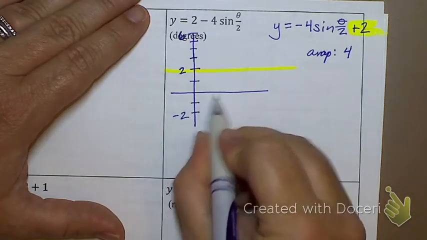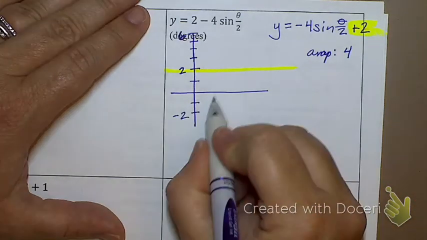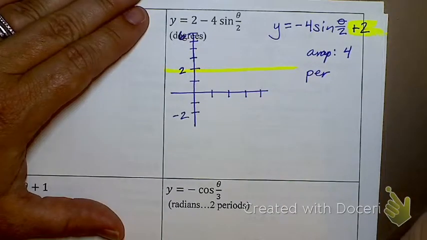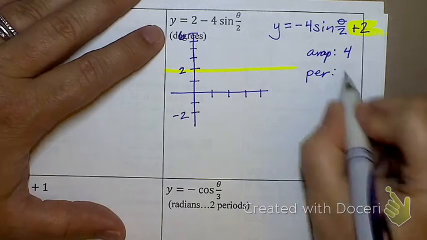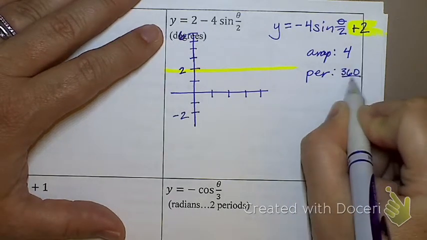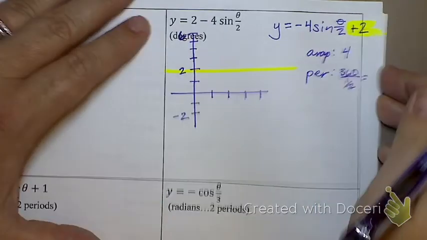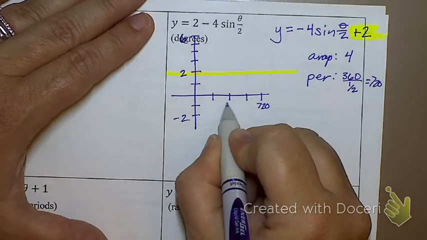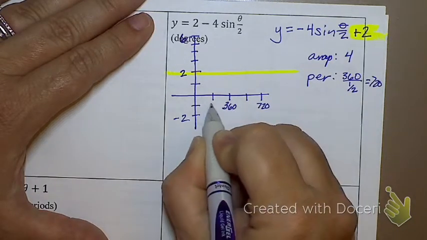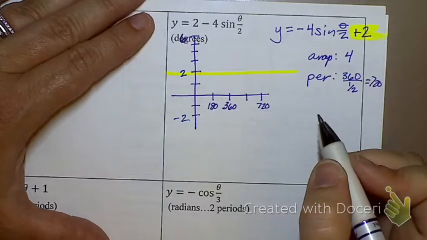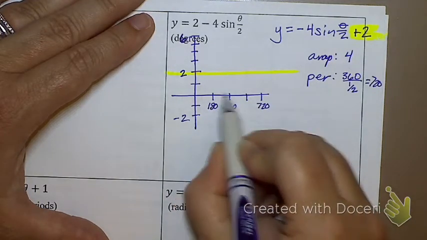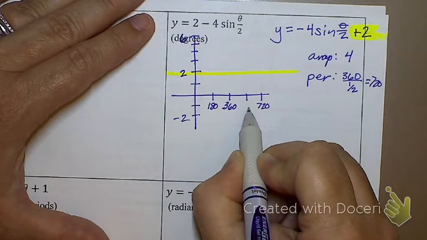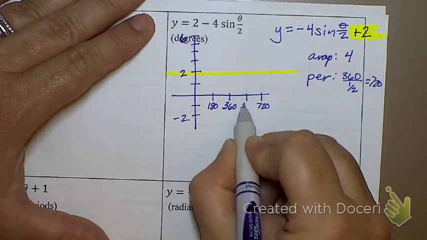And how many little dash marks do I need on my x-axis? 4. Let's find our period. Our period is in degrees, so I have 360 over what? 1/2, which is 720. So 720 out here. What's half of 720? 360. What's half of 360? 180. And then you can either take that and multiply it by 3 to get this guy, or you can add those two and divide by 2 to get that guy. Either way, what does this guy end up being? 540.